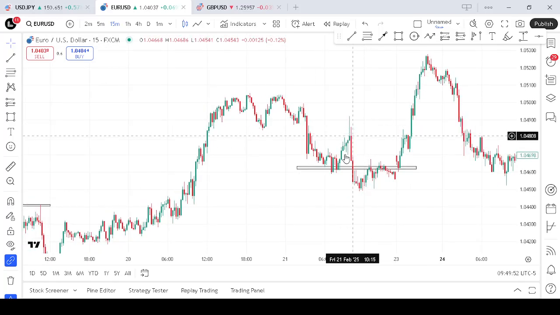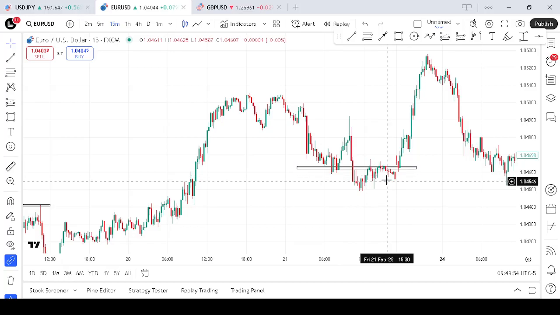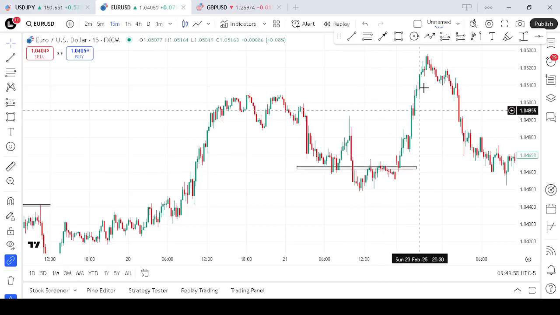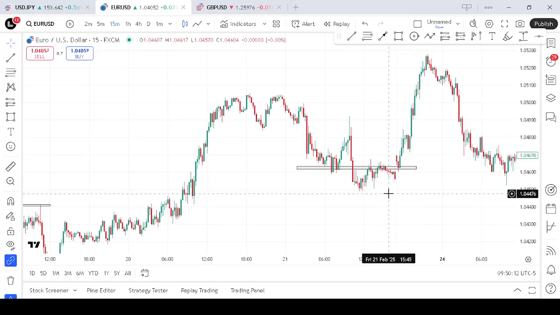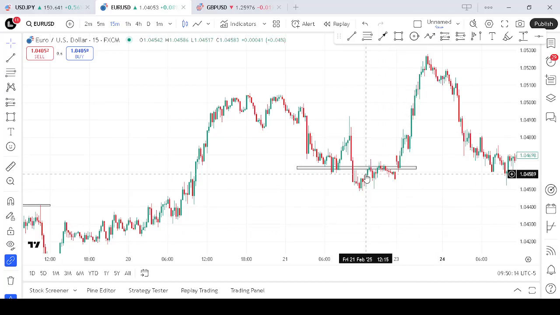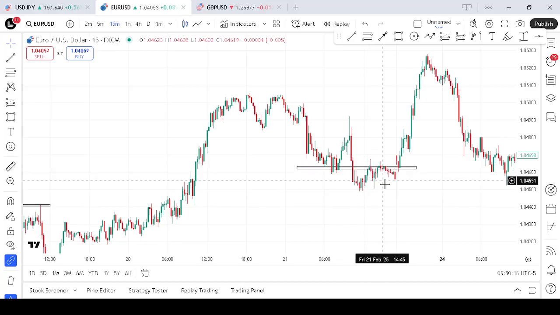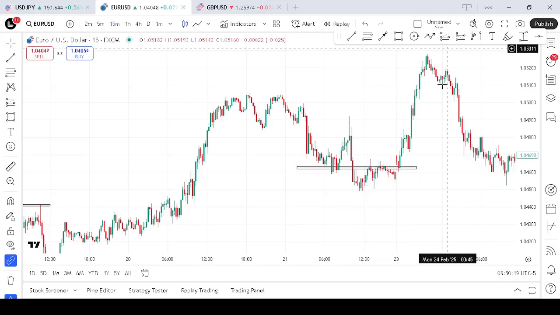Notice how price consolidated near the resistance line before breaking through with increased volume. This consolidation phase is crucial. It's where the market builds up energy for the next big move. You would often see price move sideways in a tight range before the breakout occurs.